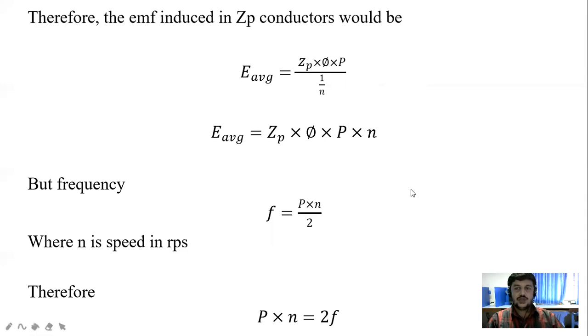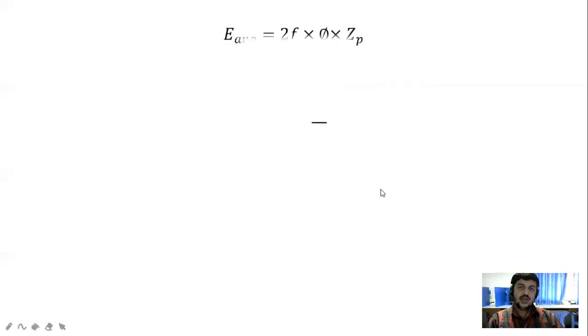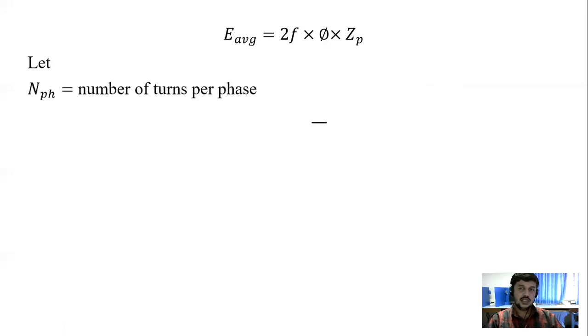So if we substitute this pn equal to 2f in the equation of E average, then the average value of EMF induced in armature is given by 2f into phi into Zp, where f is the frequency, phi is flux per pole, Zp is the number of armature conductors.